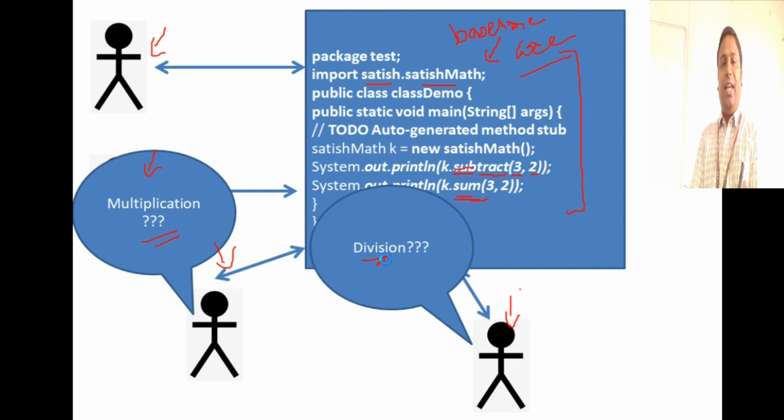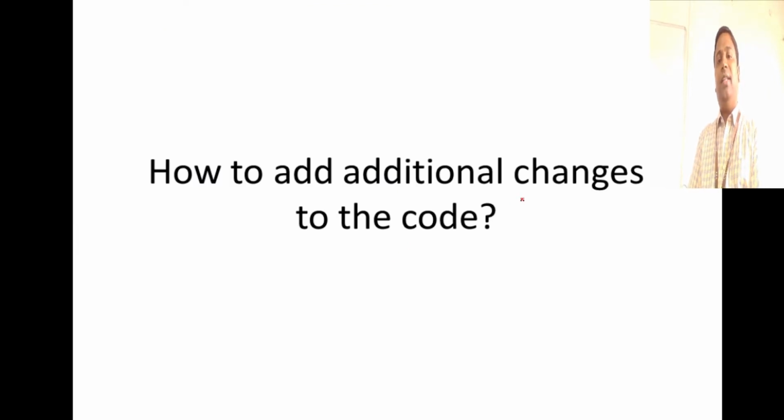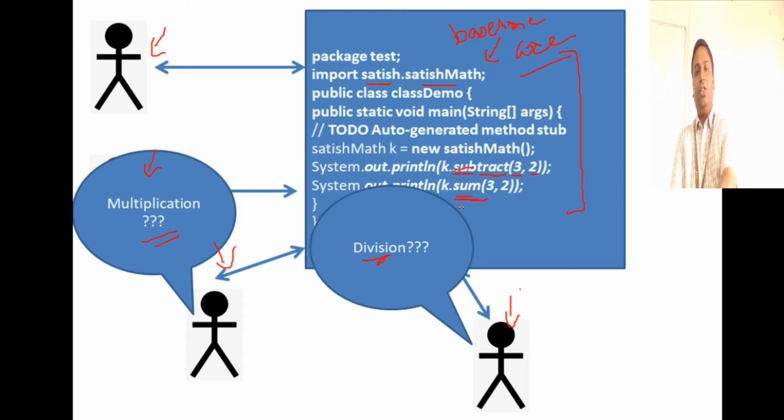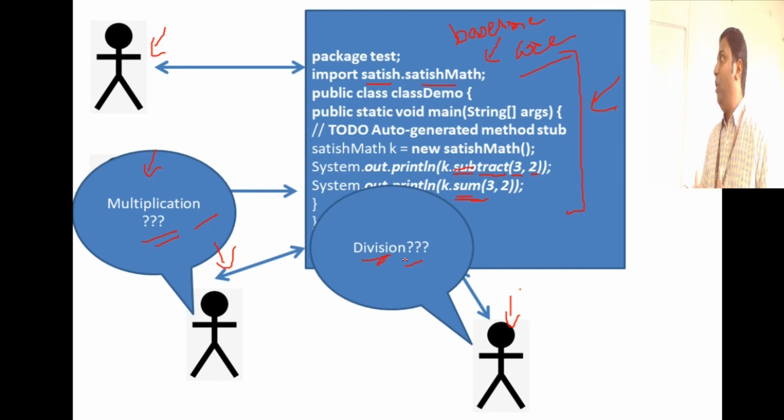So what should be the case then? How do we add these additional changes to the code? You are seeing here that this code is running on the server being used by real people, right? And now you have to go and modify this code. For one person you have to add multiplication, and another person requests division also as an additional function. In this case, how can you go and modify the code on the server? Obviously, we cannot allow people to directly go and change the code running on the server. There should be some other process behind that.